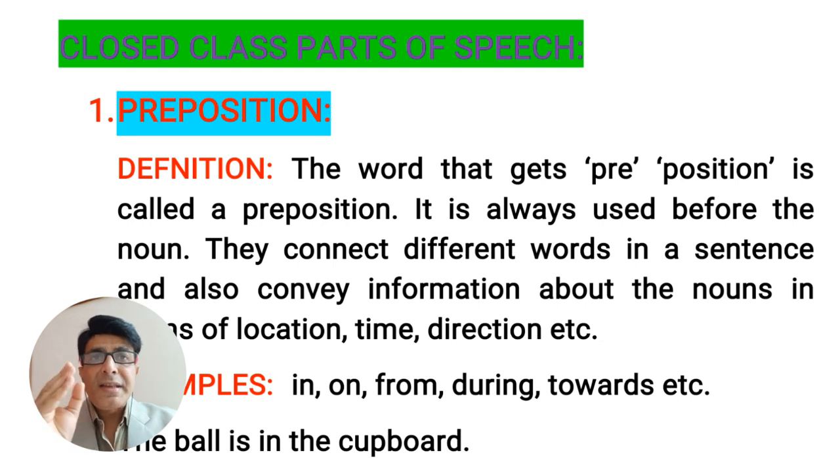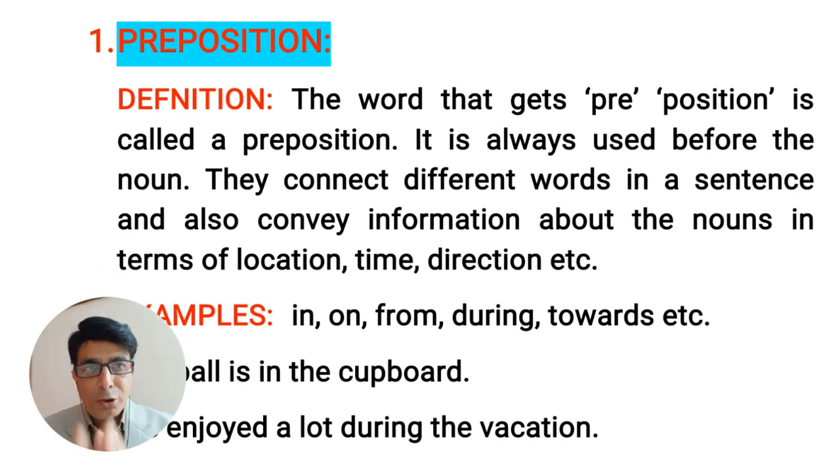Now we come to discuss the closed class parts of speech. As I told you, there are four types of closed class parts of speech, and the first one is preposition. Preposition means what? The word which gets the position before the noun is known as a preposition. It is always used before the noun. The function of a preposition in a sentence is to connect different words and to convey more information about the nouns in terms of location, in terms of time, in terms of direction.